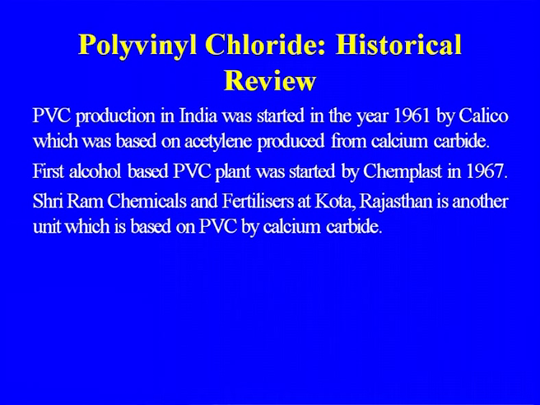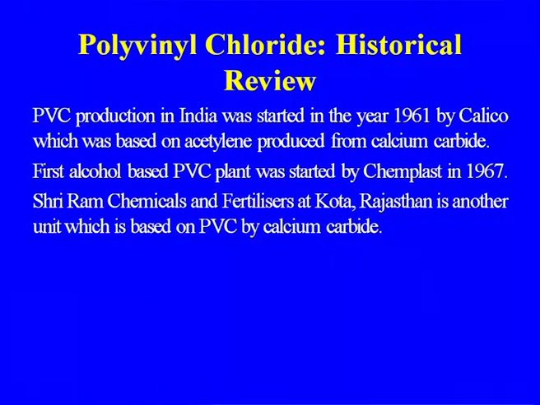The first alcohol-based PVC plant was started by Chemplast in 1967. This was the first alcohol-based plant, because the route was alcohol to ethylene, ethylene to EDC, and EDC to vinyl chloride. Even at that time, in 1966, ethylene was not available from the petrochemical complexes. Shriram Chemicals and Fertilizers at Kota, Rajasthan is another unit which makes PVC by the calcium carbide route. They make calcium carbide, calcium carbide to acetylene, and from acetylene to vinyl chloride.